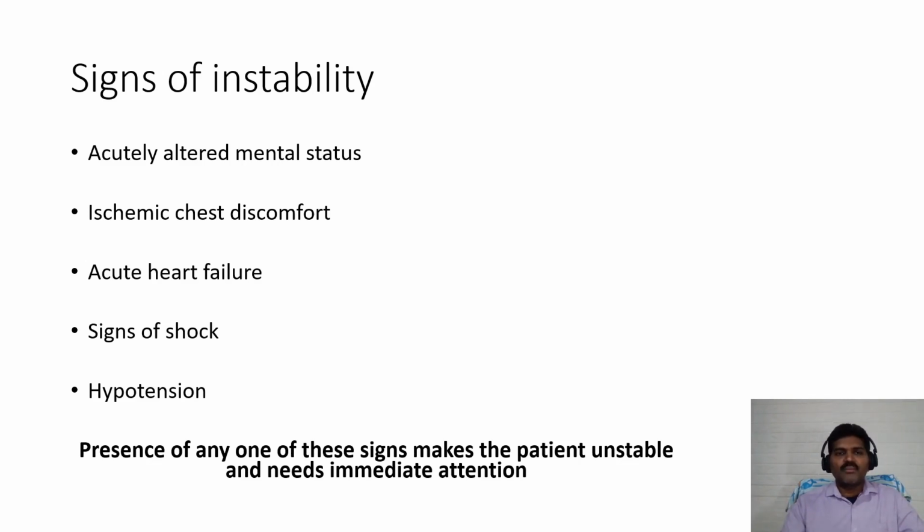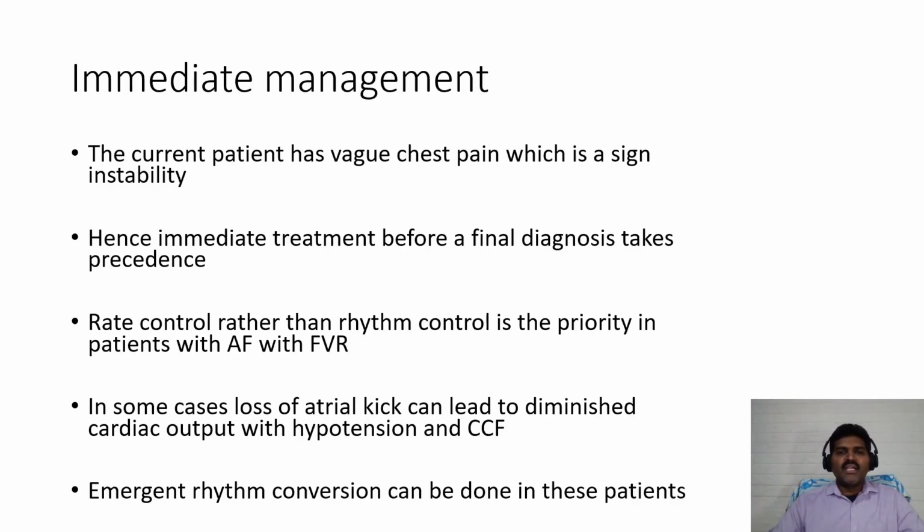So immediately what you need to do? The current patient has a vague chest pain, which is a sign of instability, an ischemic cardiac chest pain. Hence, immediate treatment before a final diagnosis takes precedence. You won't wait for diagnosis to treat the patient. Whatever is the cause of AF in this patient, because there is AF with fast ventricular response, you need to reduce the ventricular rate, give rate control drugs, and stabilize the patient. In some cases, loss of atrial kick can lead to diminished cardiac output with hypotension and congestive heart failure. Emergent rhythm conversion can be done in these patients if the patient is already in shock.